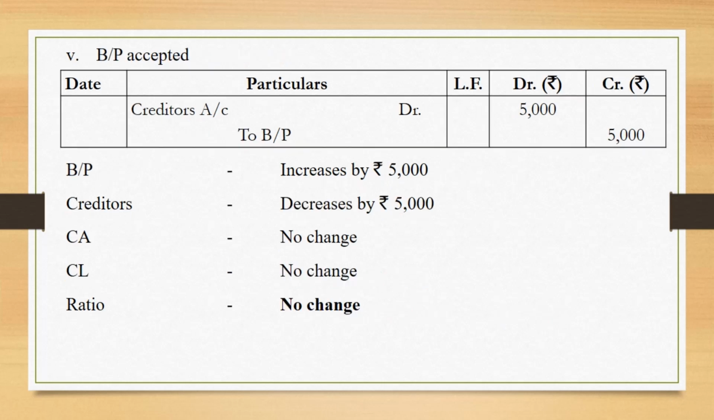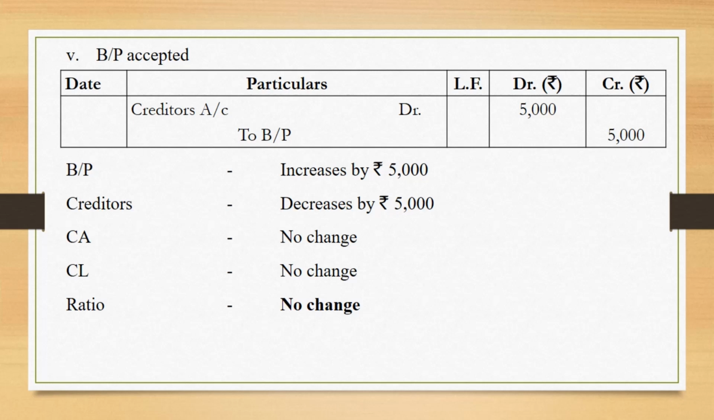Next transaction is bills payable accepted. Now when we accept a bill payable, the entry for that is creditors account debited to bills payable. Amount assumed over here is again 5,000. When the bills are accepted, our liability towards that bills increases and the liability towards creditors decreases.